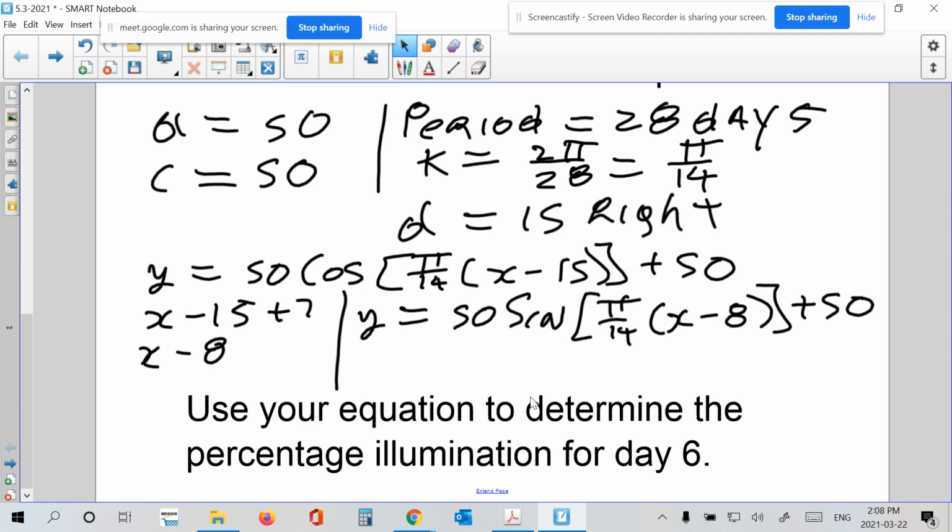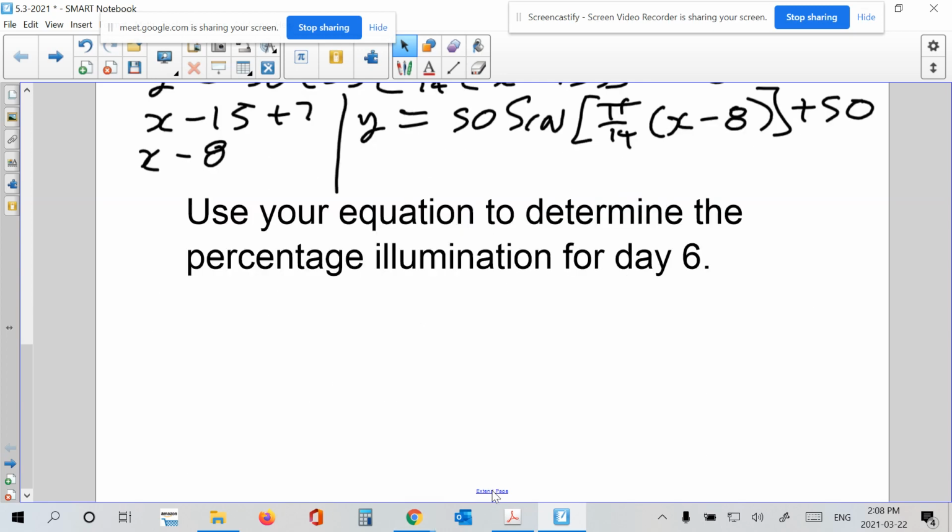Tell me what you think I need to do to figure out what happens on day 6. The illumination, the percent illumination for day 6. Substitute y equals 6 or x equals 6, and absolutely, that's exactly what we're going to do. So does it matter which equation we use for that? Does anybody think it matters which equation we use? Is there a better equation to use?